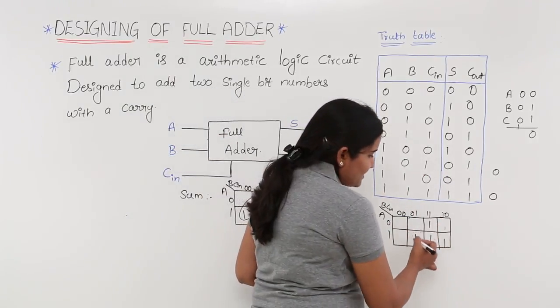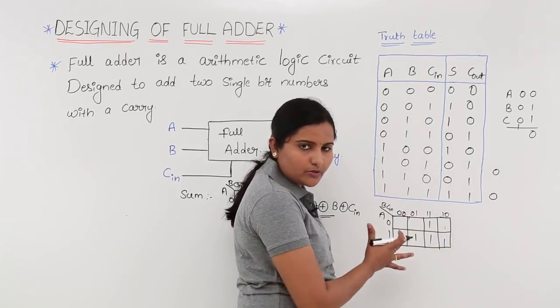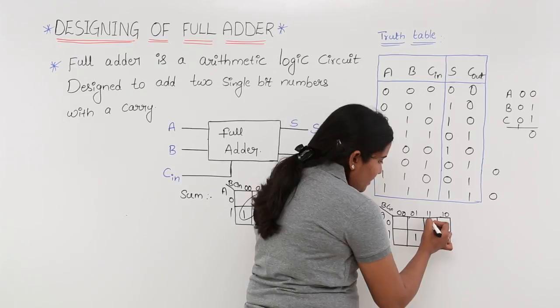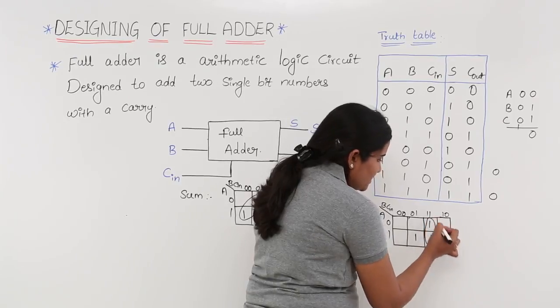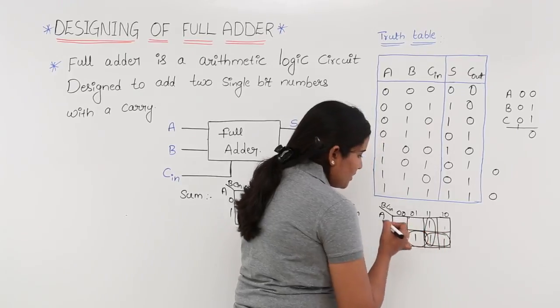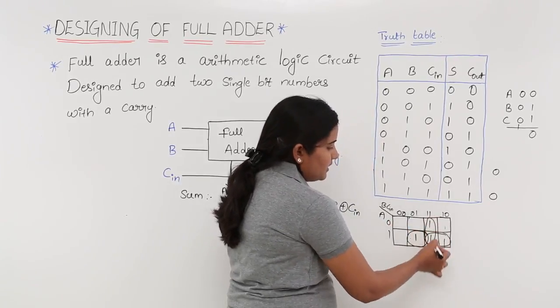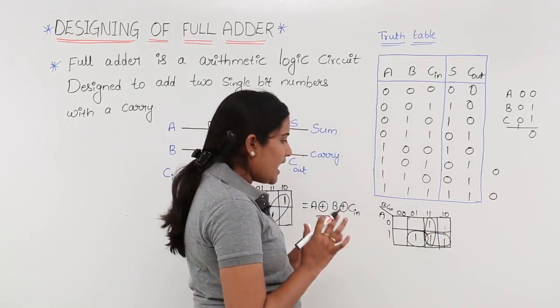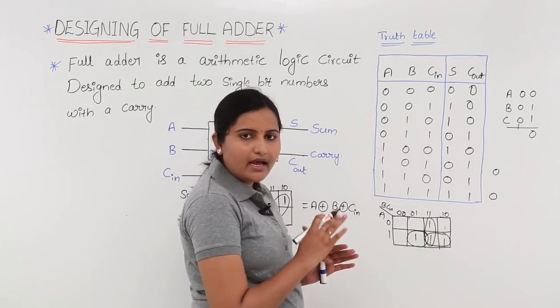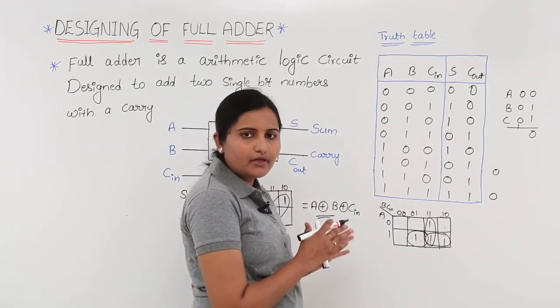Is any quad possible here? No, there is no quad possible here. Is any pair possible? Yes, 3 pairs are possible, like this one with vertical grouping and 2 horizontal groupings. So I grouped these 2 ones, these 2 ones and these 2 ones. Now we have 3 prime implicants. By adding the 3 prime implicants, you are going to get your expression for carry out.